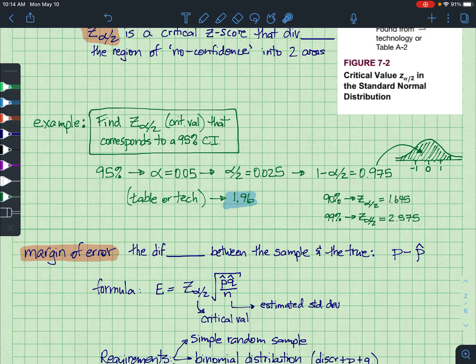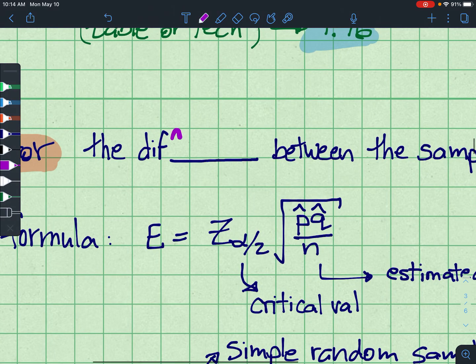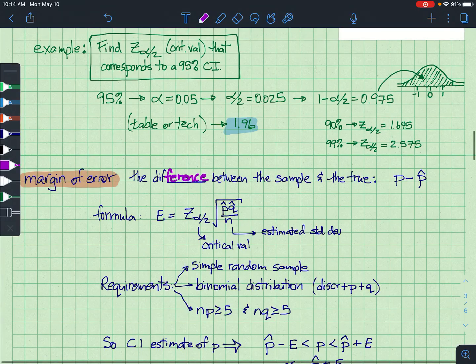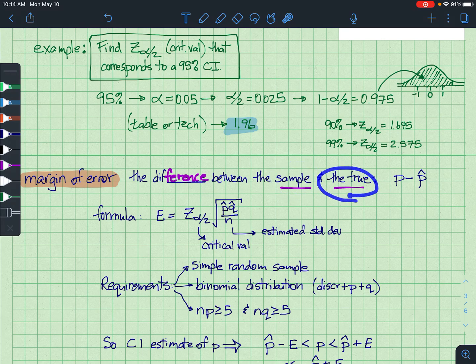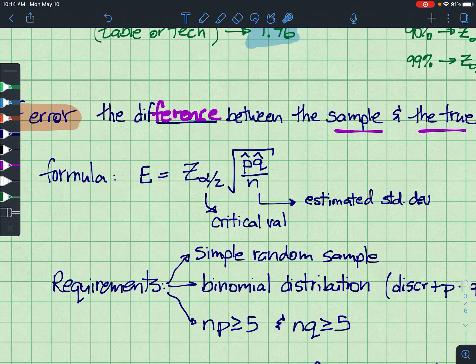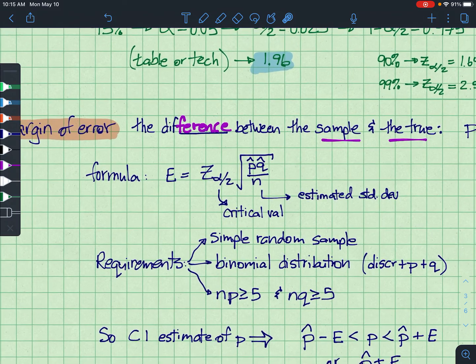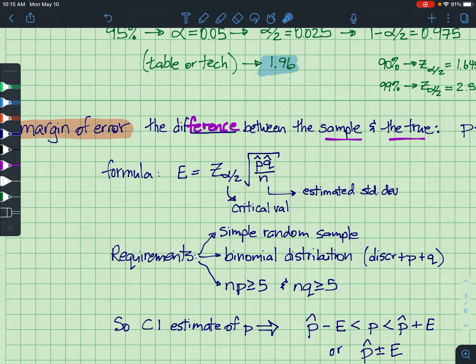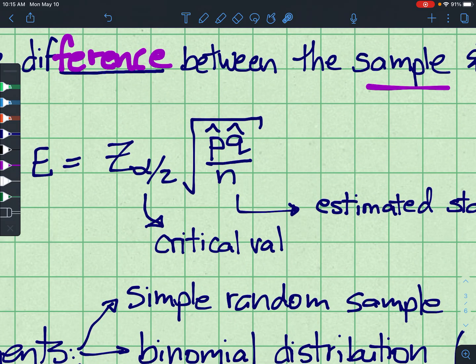Margin of error. This is where we were headed. The difference between the sample and the true proportion. So again, we're referring to what is our proportion for the sample and what is our proportion for the true population. So p minus p-hat. And here's how we establish what that is based on our given information. And it helps us find this confidence interval, okay? There are many ways to do this. I believe this is called the Wald method, and it's the more popular way to introduce the margin of error. So we take our critical value, multiply it by this estimate of a standard deviation. And notice we take our success and failure rates, multiply them, divide by n, and then take the square root of that.